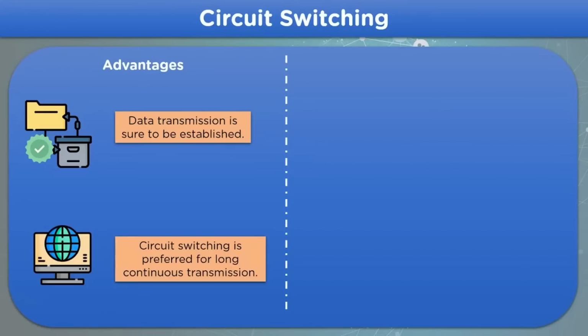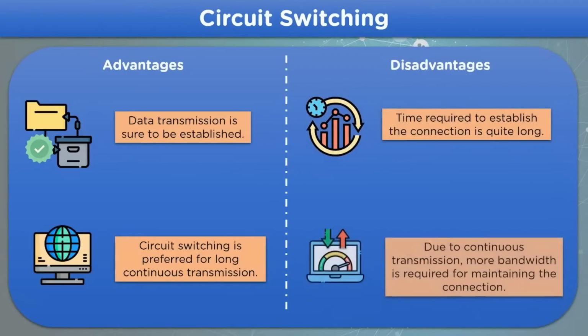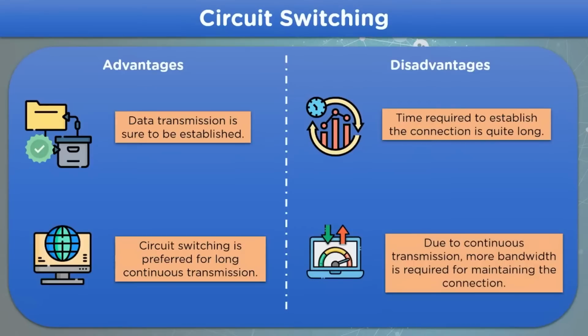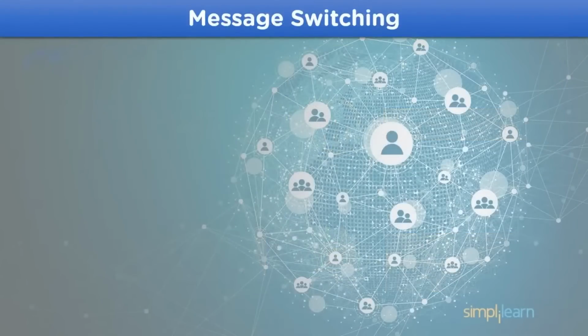Then let's look into some disadvantages. The time required to establish the connection is quite long due to the time required to establish a path. Also, due to the continuous transmission of data in circuit switching, more bandwidth is required for maintaining the connection. Let's move on with message switching.